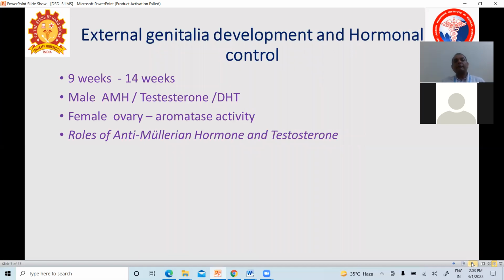So external genital development is under hormonal influence, and it develops from 9 to 14 weeks under the influence of AMH, testosterone, and dihydrotestosterone. The female ovary in the embryonic period as such is quiescent, but it has been postulated that some aromatase activity is there which produces estrogen from the peripheral conversion.